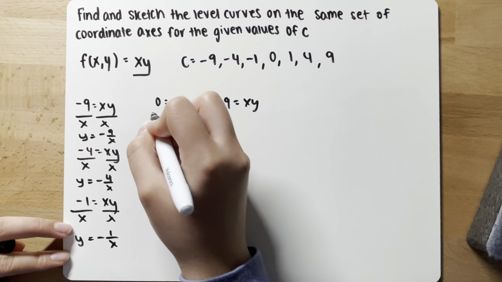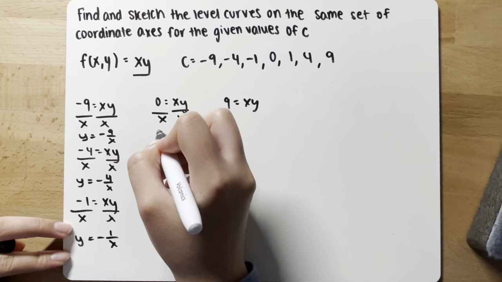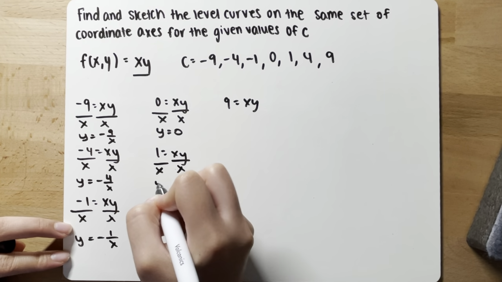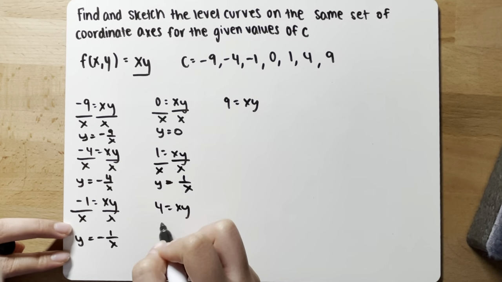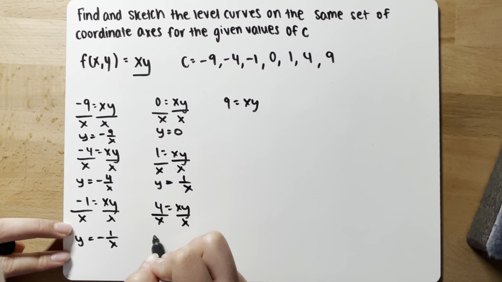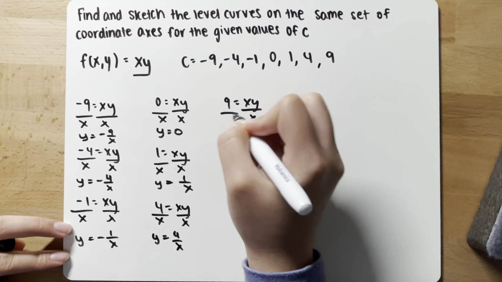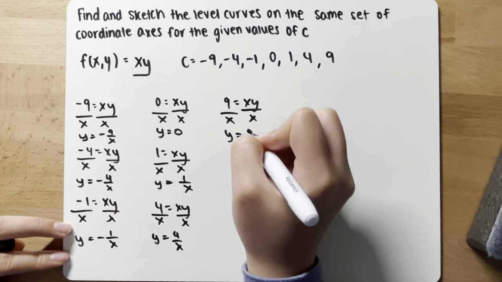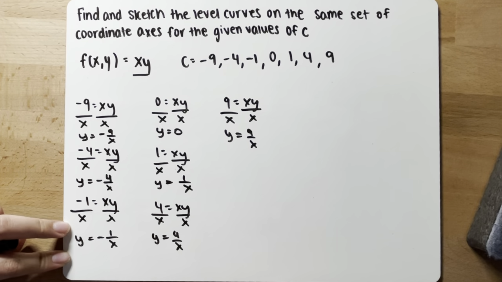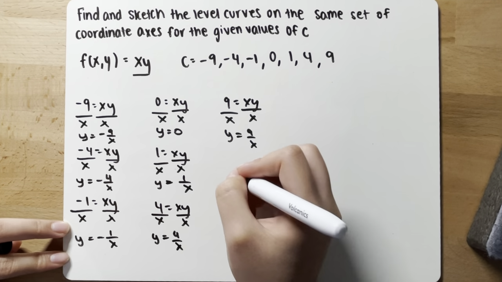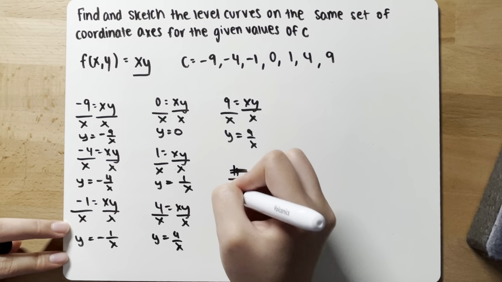Divide x on both sides, you have y equals 0. Divide x on both sides, y equals 1 over x. Divide x on both sides, y equals 4 over x. Divide x on both sides, you have y equals 9 over x. So as you can see, every one of these results in a number over x.